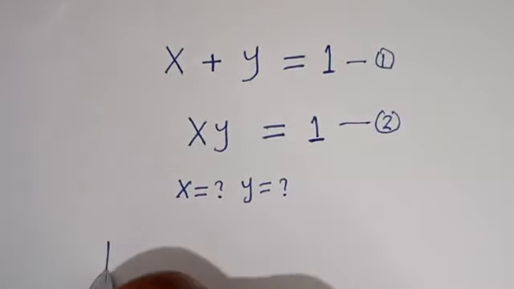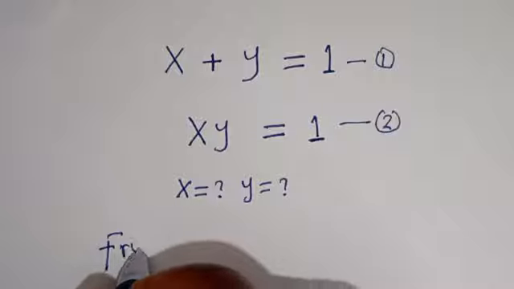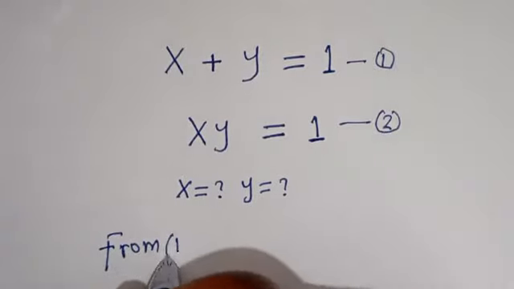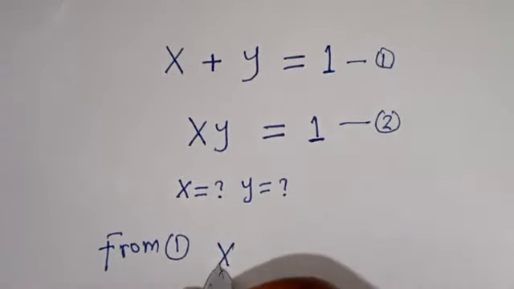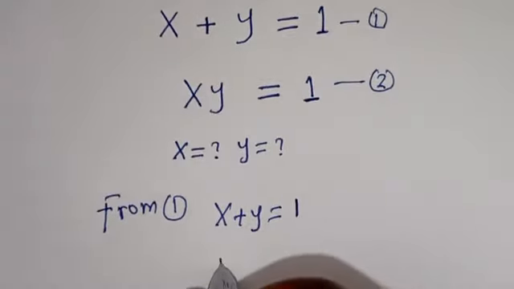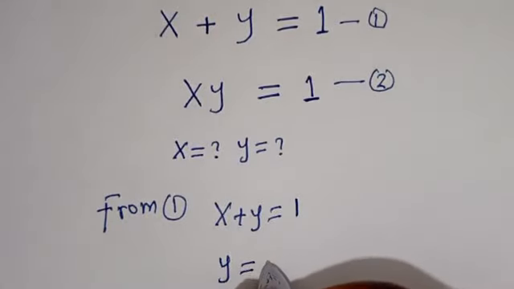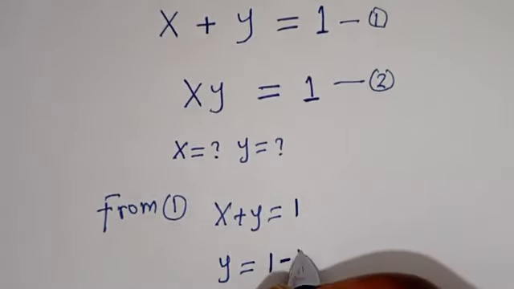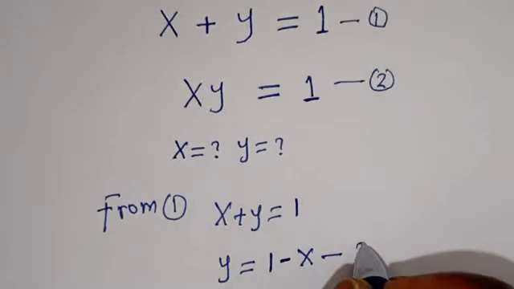From equation 1, we have x plus y is equal to 1. Then y is equal to 1 minus x. Let's call this equation 3.